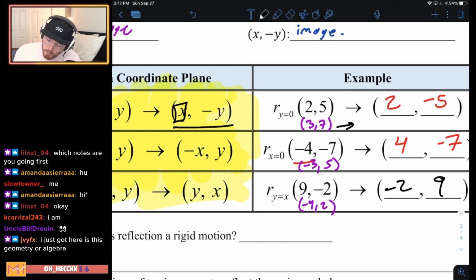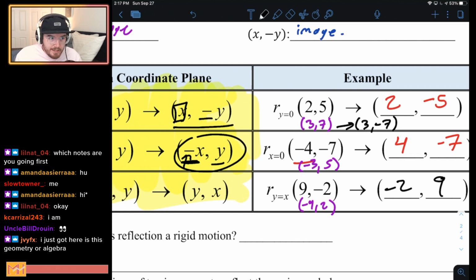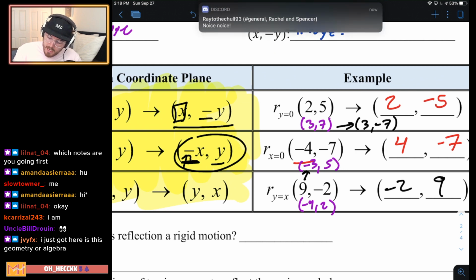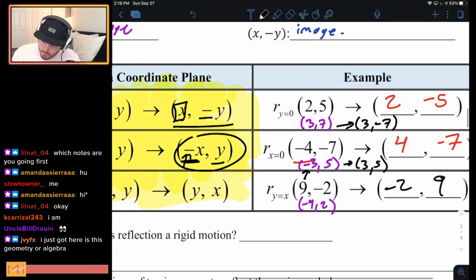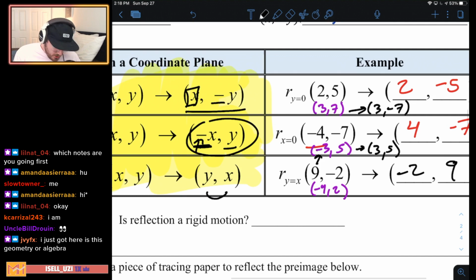Keep x the same, but make y negative. So 3, -7. What does the rule say? Flip the x value, keep y the same. So this negative does not mean slap a negative sign on it. It means flip the value. So it was negative. Now it's positive. And 5 stays the same. And this right here says switch x and y. So now this becomes 2, -4.